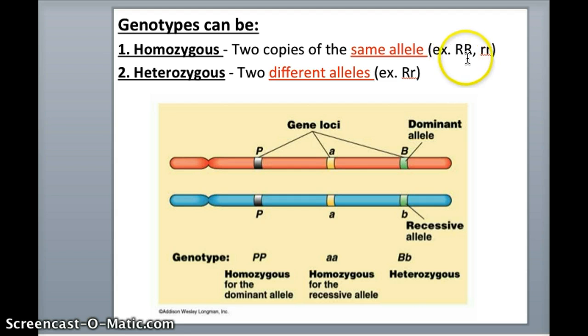So you can see big R, big R, little r, little r. You can see each copy here, they're the same. So they're called homozygous. Heterozygous, on the other hand, is when there's two different alleles. For example, big R, little r. Okay? You can see here's another heterozygous example, big B, little b. That's heterozygous. Here you can see this is homozygous, little a, little a for recessive. This is big P, big P, homozygous dominant. Okay, so just know that these terms refer to whether the copies of the allele are the same or different.